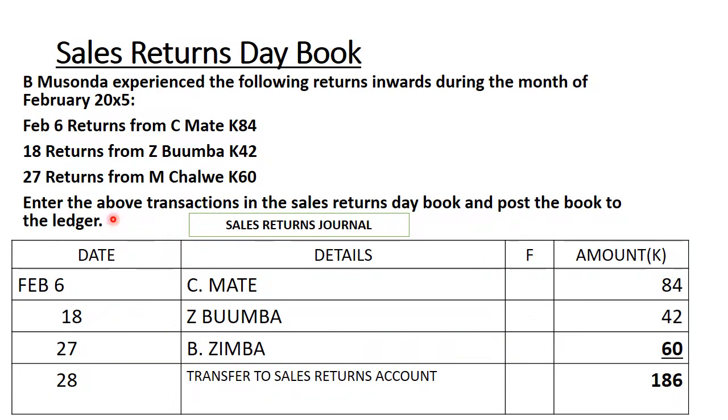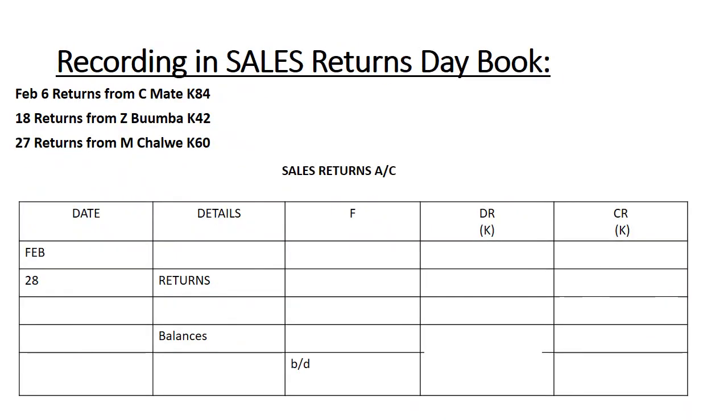So these are our transactions. On February 6, Simati 84, on 18, Zibumba 42, and M Chalwe 60 kwacha. Sorry, it's supposed to be M Chalwe here, not Zibumba. So the total is 186. This total is the one you have to transfer to the sales returns account. After all the transactions happened, maybe at the end of the month, we had total returns of 186. So now we get the totals, 186, 186, and then the balances. So we are done.